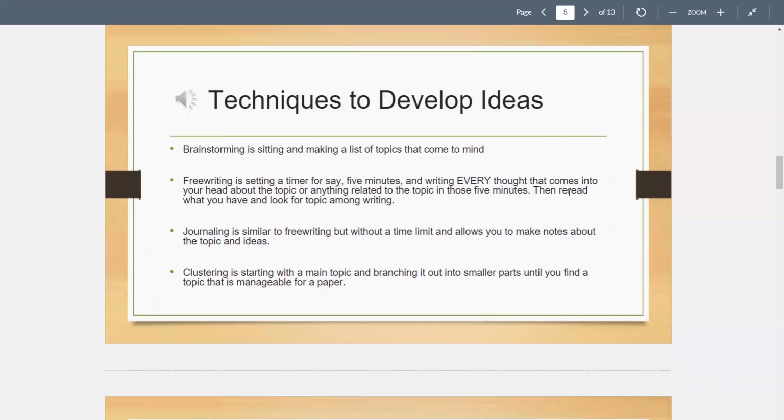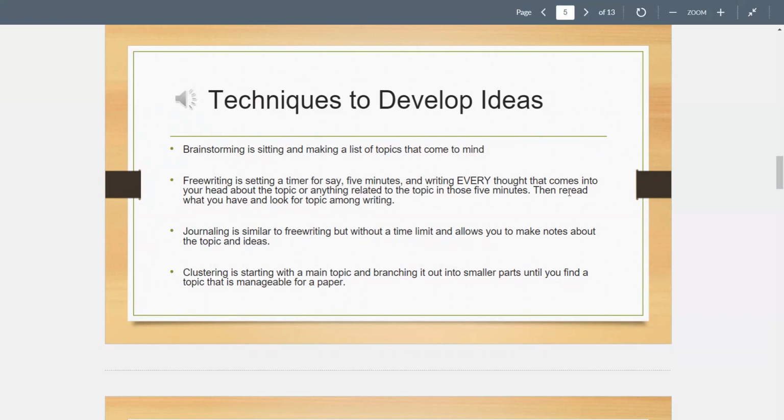Free writing is when we set a timer, say for 5 minutes, and we write every thought that comes into our head about the topic that we are thinking about, or anything related to the topic. And it doesn't even have to be completely related. It could be something that is only tangentially related, but it still gets the idea down.